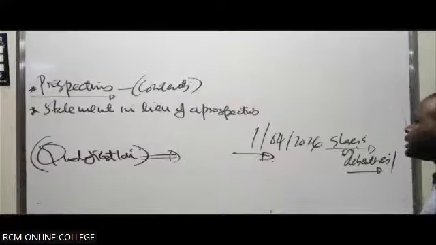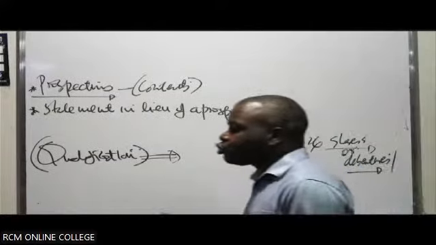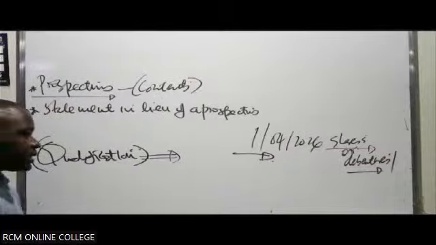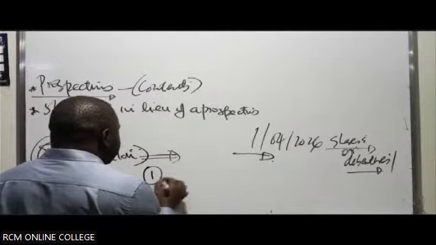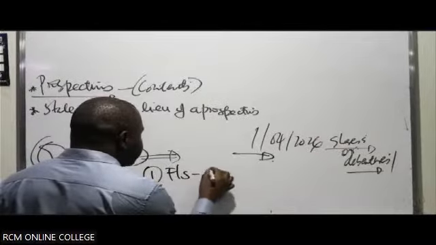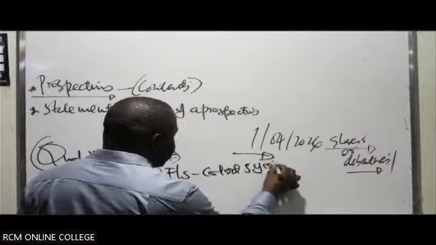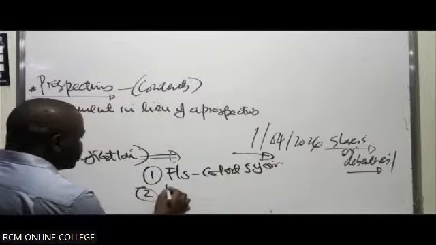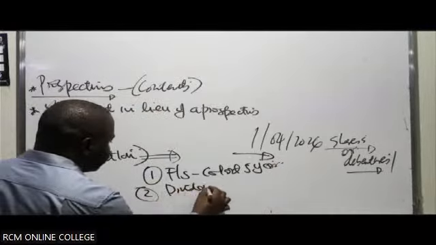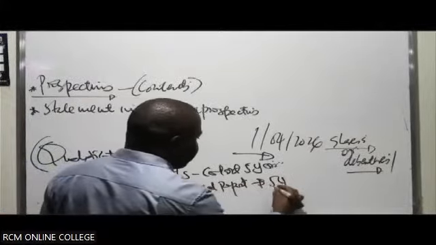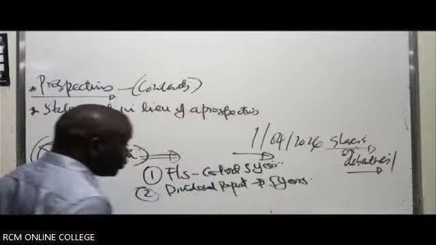So apart from what we've just mentioned, there are other key reports that must be attached to the prospectus. Number one, the financial statements of this company, more so for the last five years. Number two, the dividend report for the company for the last five years. It is very essential that this report is there.